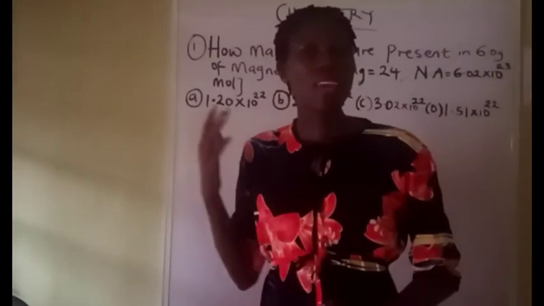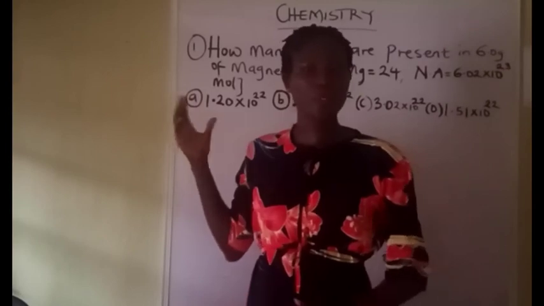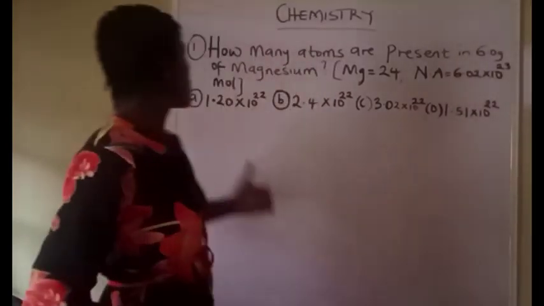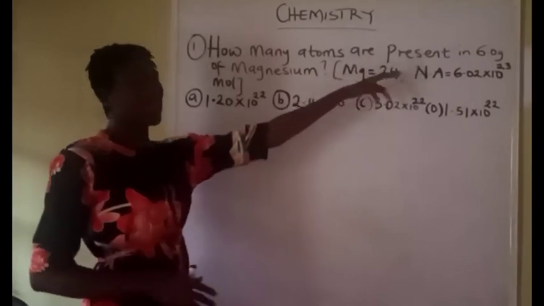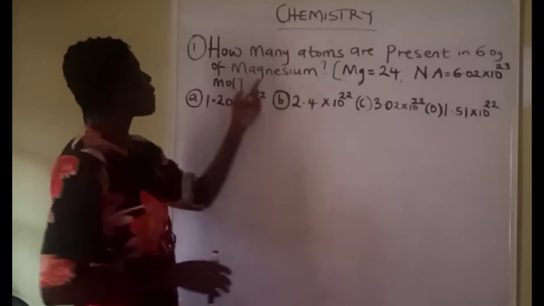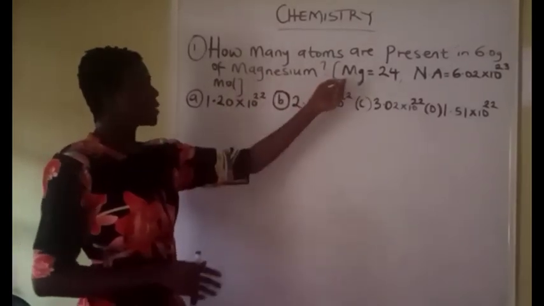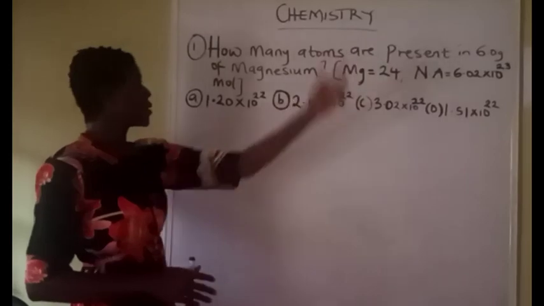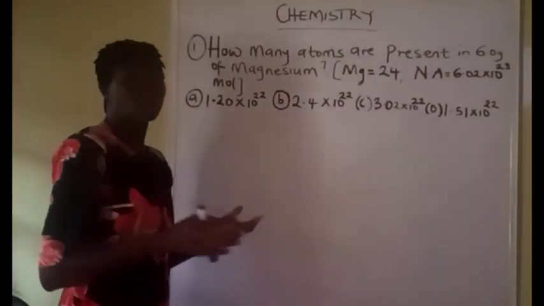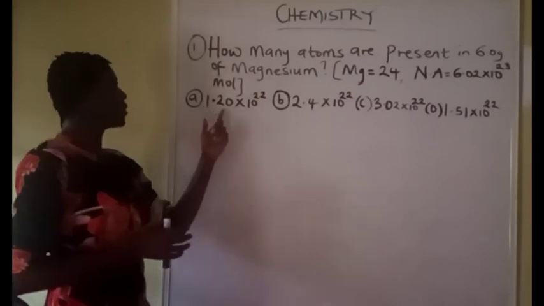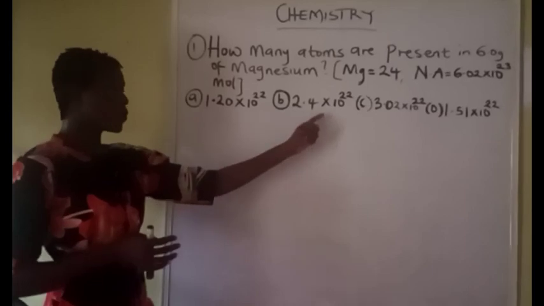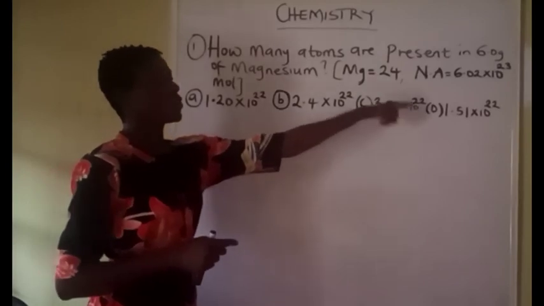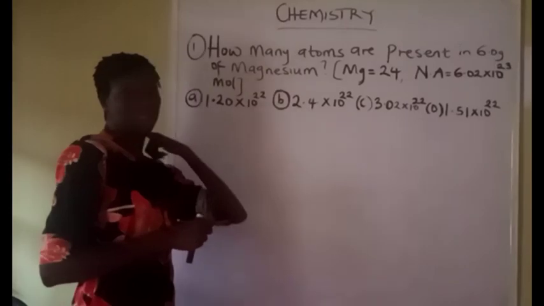Now, if you come across a question like this in your forthcoming JAMB or in any exams, that says, how many atoms are present in 6.0 grams of magnesium, given magnesium as 24 and NA as 6.02 times 10 to the power 23 per mole. The options are: A, 1.20 times 10 to the power 22; B, 2.4 times 10 to the power 22; C, 3.02 times 10 to the power 22; D, 1.51 times 10 to the power 22.